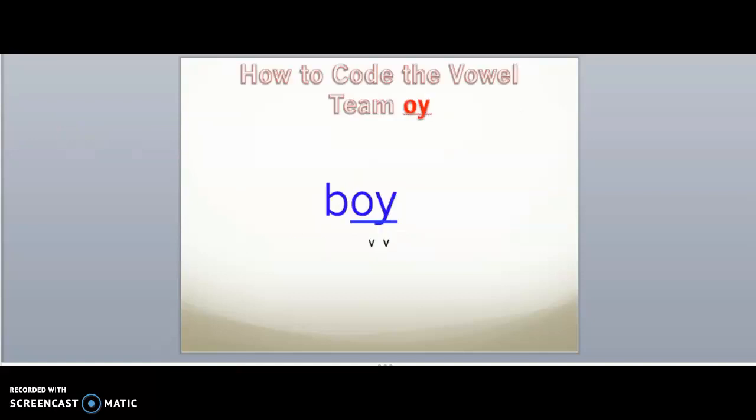Now, boys and girls, I'm going to teach you how to code the vowel team OY. We know when we don't know a word, we find our vowel. And here I see O, and here I see Y. That's my vowel team. I underline it, and I write two V's. I know OY says oi, like in boy. So now I read my word, oi, boy.